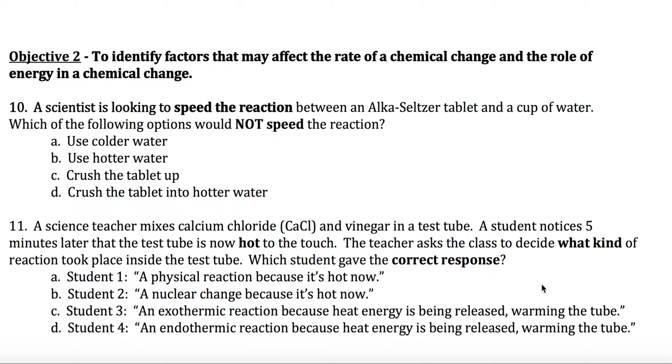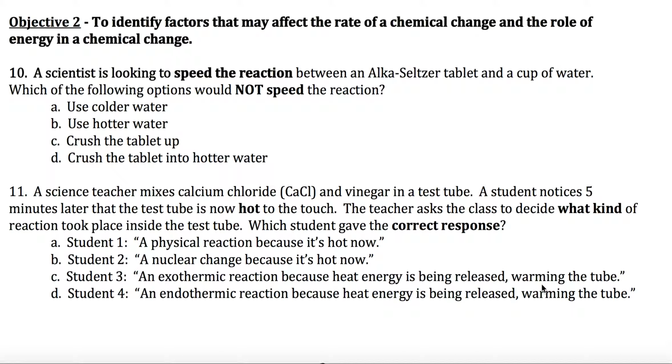Objective 2. To identify factors that may affect the rate of a chemical change and the role of energy in a chemical change. Question 10. A scientist is looking to speed the reaction between an Alka-Seltzer tablet and a cup of water. Which of the following options would not speed up the reaction? A. Use colder water. B. Use hotter water. C. Crush the tablet up. D. Crush the tablet into hotter water.